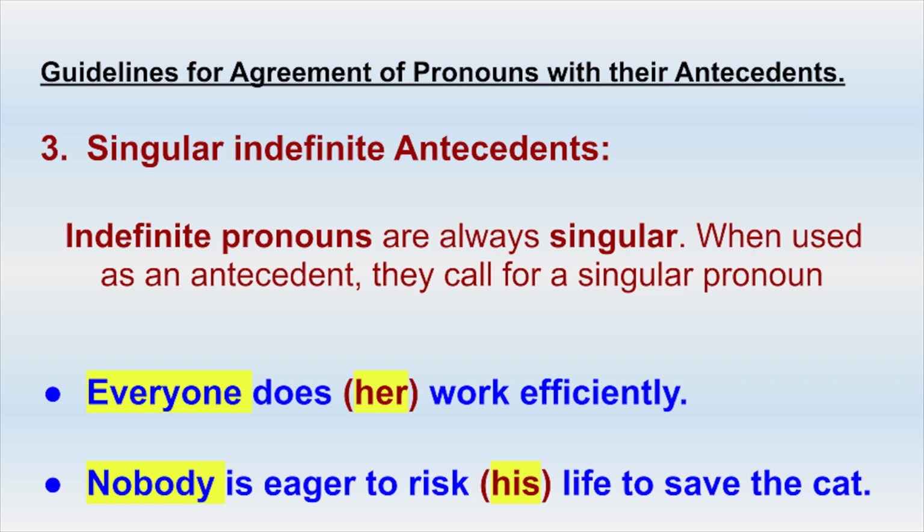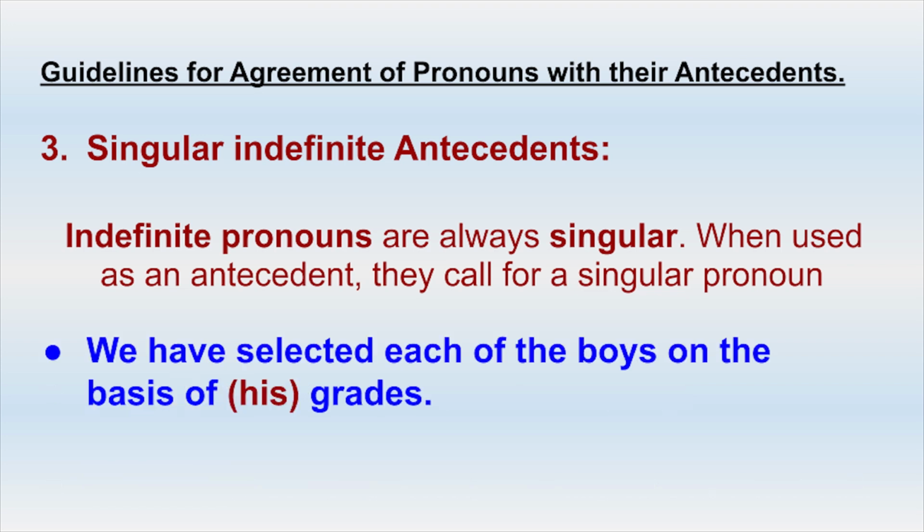Let's look at two more examples. We have selected each of the boys on the basis of his grades. Each is the antecedent. It is an indefinite pronoun, so it takes a singular pronoun. And we are talking about boys, so we use the masculine gender, his.